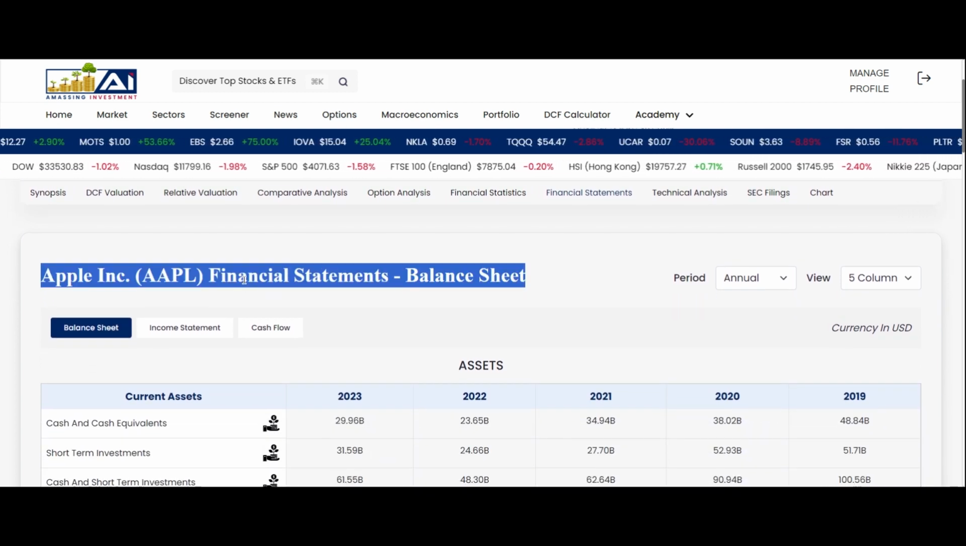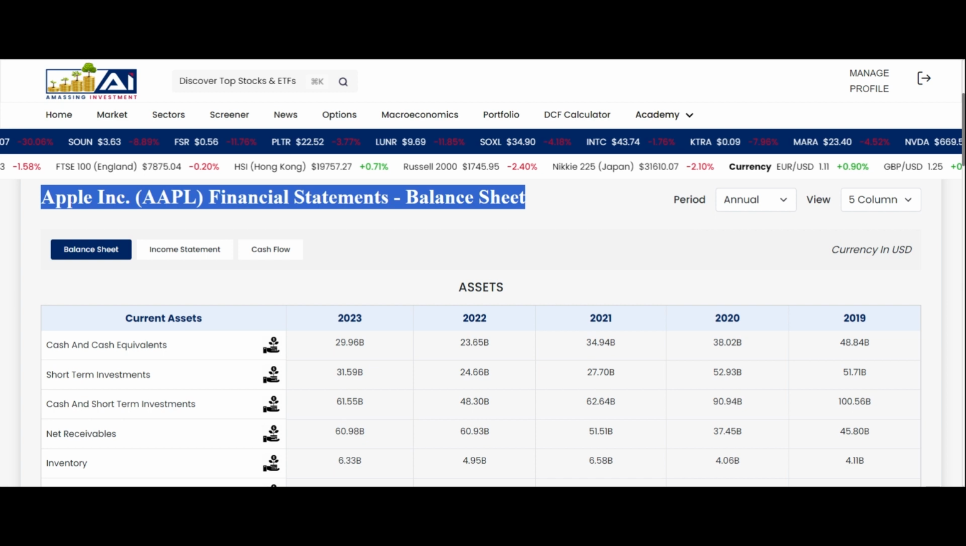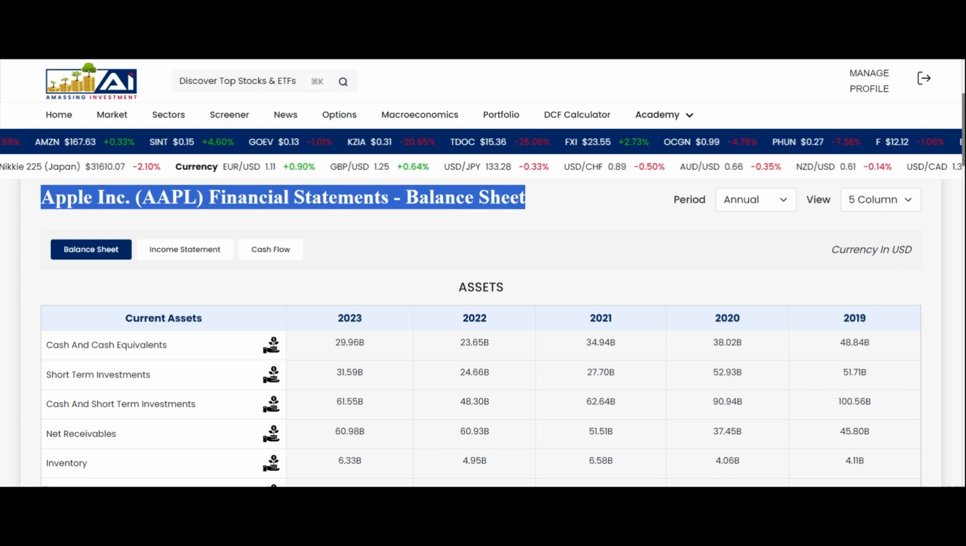This page is a treasure trove for investors, both seasoned and beginners, aiming to demystify the complex world of financial analysis. Today, we're focusing on understanding the core of financial health and decision-making: the balance sheet, the income statement, and the cash flow statement. Let's delve into the numbers and narratives that drive informed investment decisions.